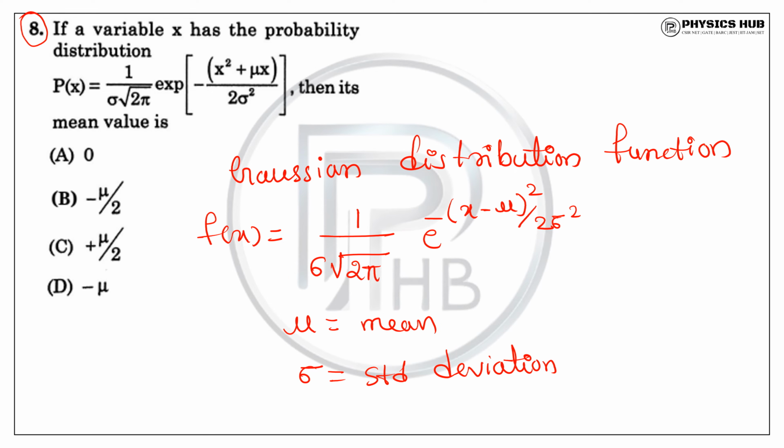Next question. If a variable x has the probability distribution p of x is equal to this one, then its mean value is. So this is the Gaussian distribution function. According to Gaussian distribution function, its mean value is minus mu by 2. That is in option B.